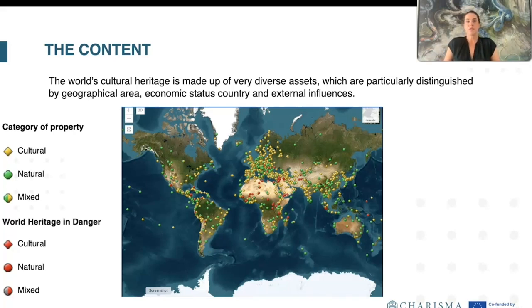As you can see in this slide, there is the UNESCO World Heritage Map. And the presence of art objects is not actually the only one to focus on. There are many other objects like historical documents, archaeological and naturalistic goods, philately, numismatics, design, antique furnishing, memorabilia, jewels, vintage cars, clothes, wine, and many others. And they must be treated with the same respect and care because they are part of our cultural heritage. The word cultural heritage is made up of very diverse assets, and they are particularly distinguished by geographical areas, economic status of the country, and external influences.